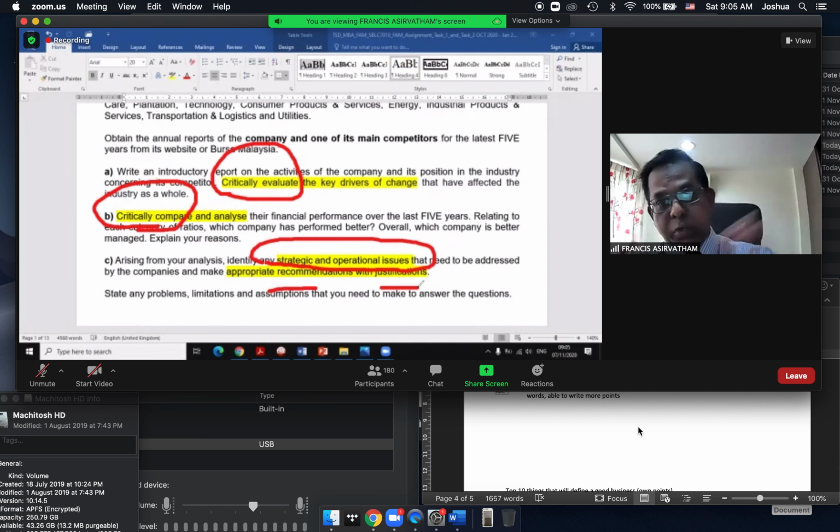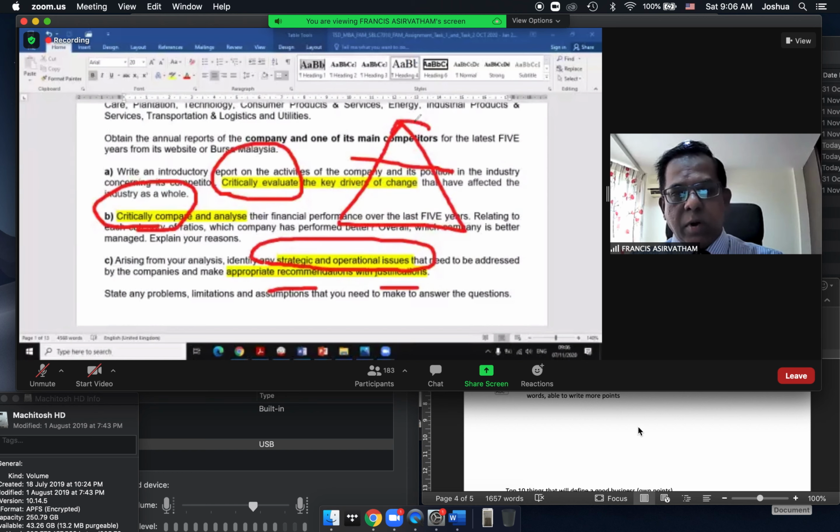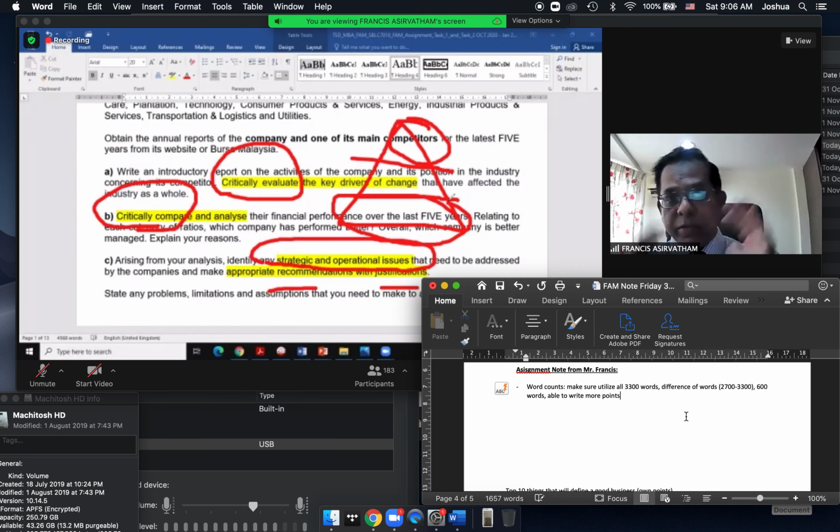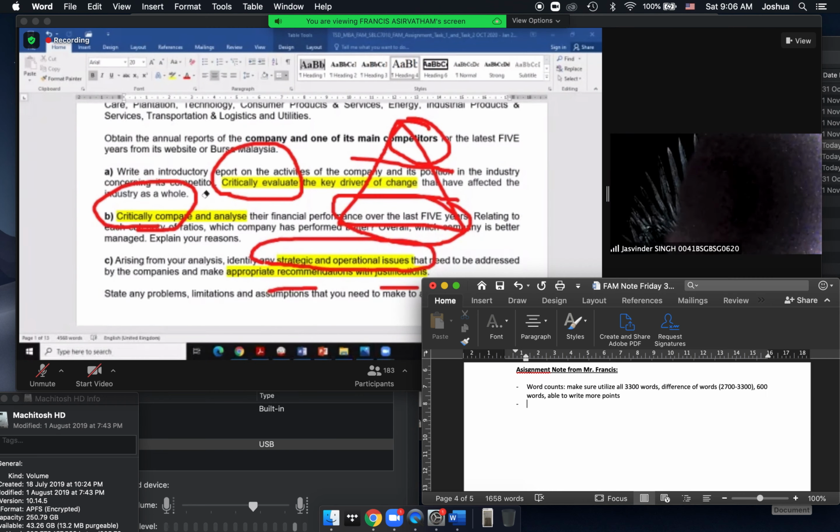But we notice most of the students, or some of the students, what they do is they just regurgitate what they learn from the book, or they describe what they learn from the book. But the question requirement is critical evaluation, critically compare. They also say you need to differentiate between strategic and operational. The strategic is top management, operational is lower level. It's very clearly telling you you need to look into both aspects. So you need to follow the requirement of the question. Okay.